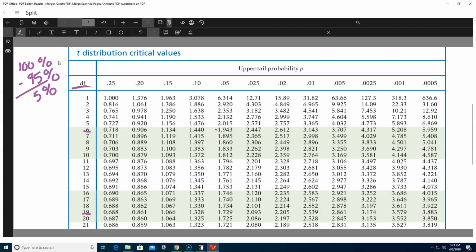So we divide this by 2 and get 2.5%, which is 0.025. That's the value we're going to use here, assuming 16 degrees of freedom. Here's 16 degrees of freedom, and then 0.025. There's our answer, 2.120. So this is t-values.